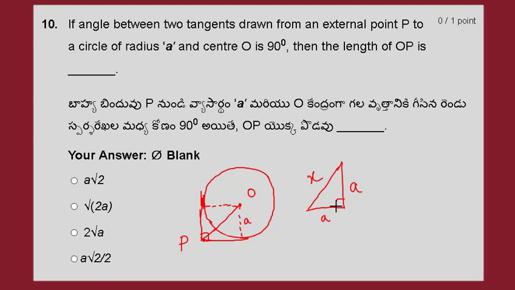Again, we can use Pythagorean theorem, as this is a right triangle. So we can say x square equals a square plus a square, which is equal to 2a square. That means x equals root 2 times a, or we can say a times root 2. So the answer is the first one.